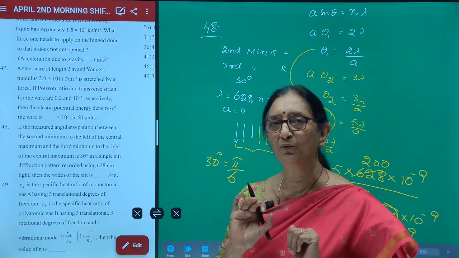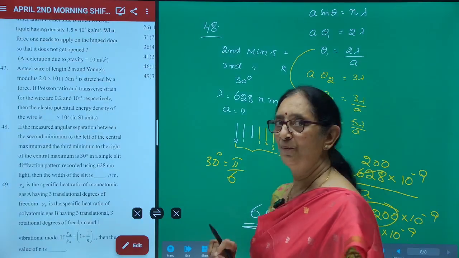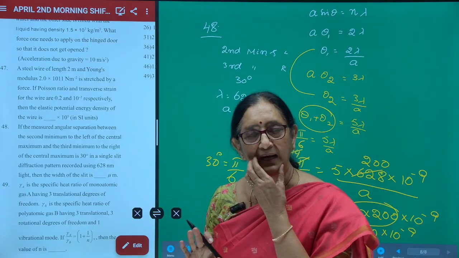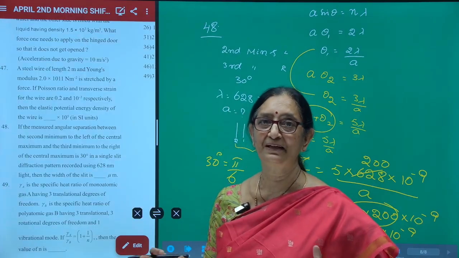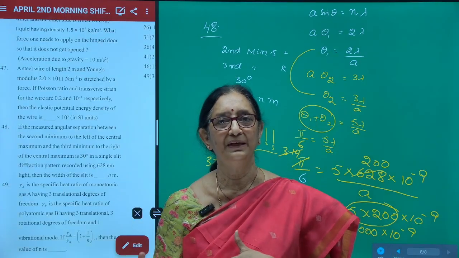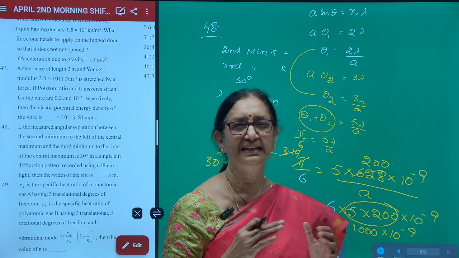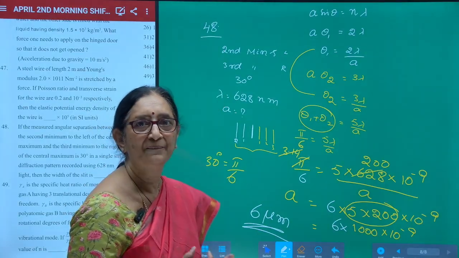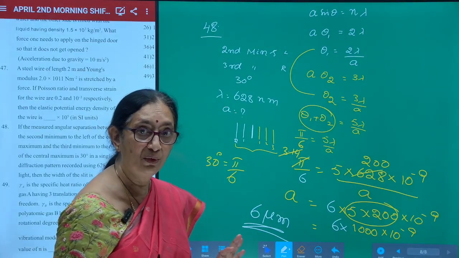I will tell you once again. But in this problem, definitely we have taken an approximation. Otherwise, the problem is becoming too lengthy. Theta 1, sin theta 1, the other one becomes sine of 90 minus theta 1 and so on. So the problem is becoming so lengthy.